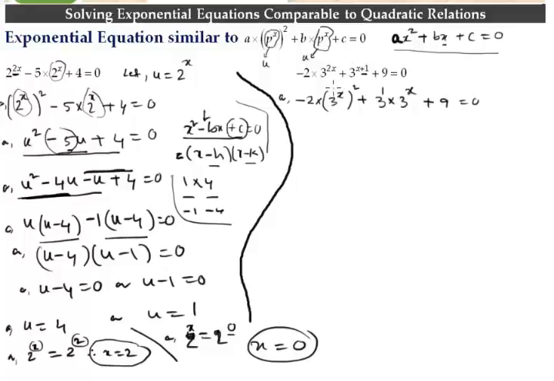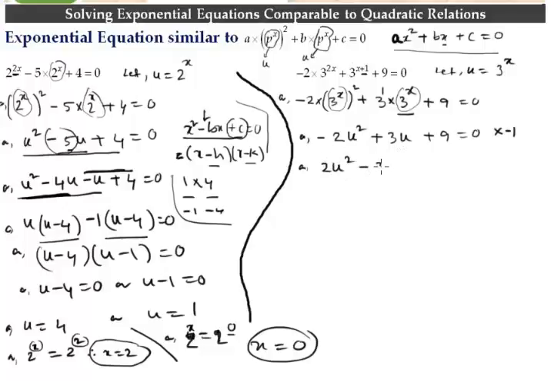form. So now we know that if we replace 3 to the power x with a new variable u, so let us assume u equals 3 to the power x. Now we are getting minus 2 times u square, plus 3 times, this part is only u, so 3u plus 9 equals 0. So now this u square term is negative. If we multiply this whole equation by minus 1, all the signs will change. So minus 2u square will be plus 2u square, plus 3u will be minus 3u, plus 9 will be minus 9 equals 0.